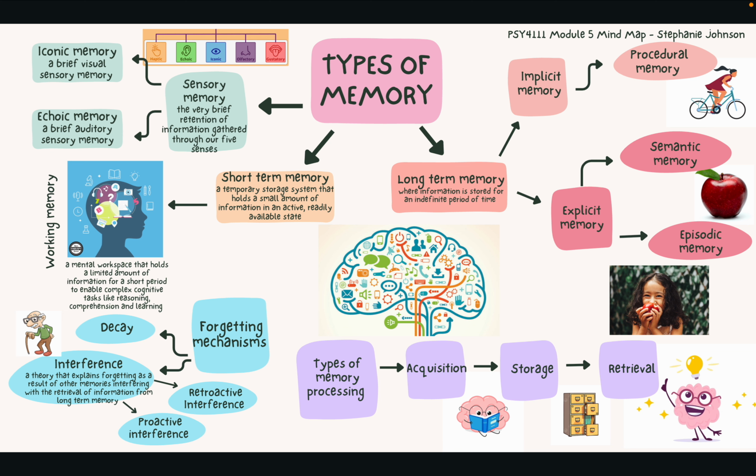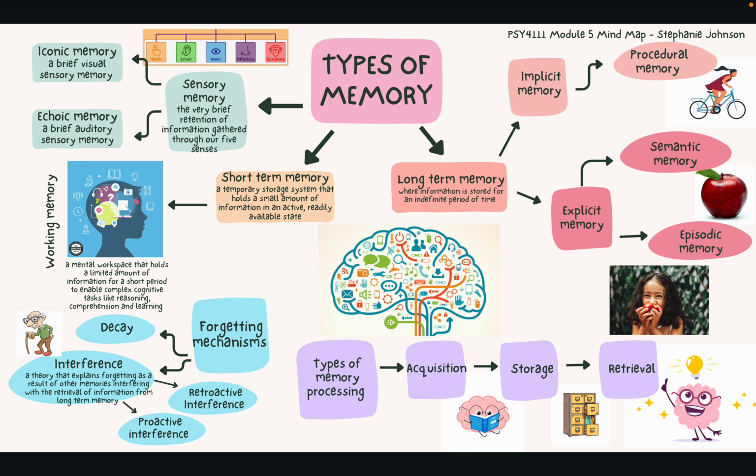So our short-term memory is a temporary storage system that holds a small amount of information in an active and readily available state for our brain. So this is where working memory comes into play, which is a mental workspace that holds a limited amount of information for a short period to enable complex cognitive tasks like reasoning, comprehension, and learning. Working memory is a very important part of childhood development when learning to process instructions and how to complete tasks.